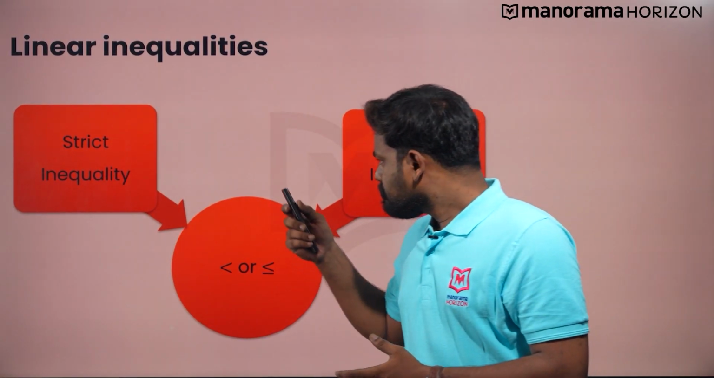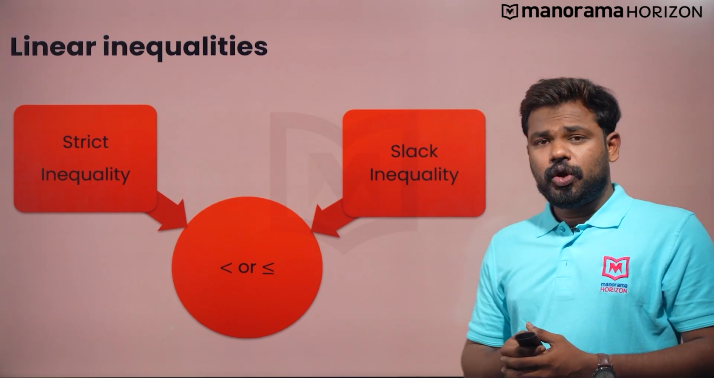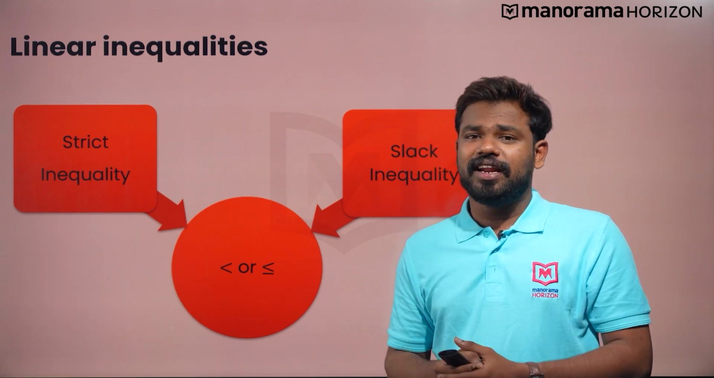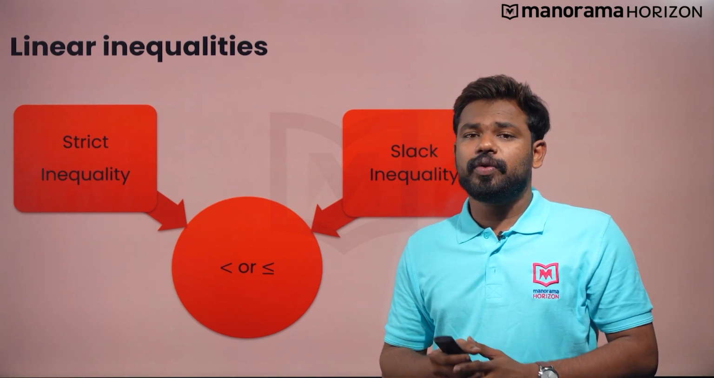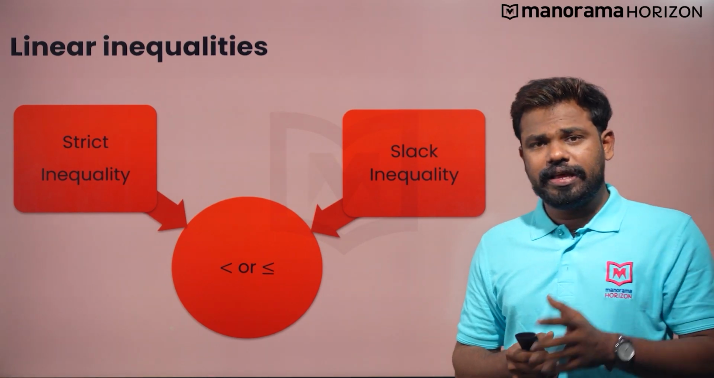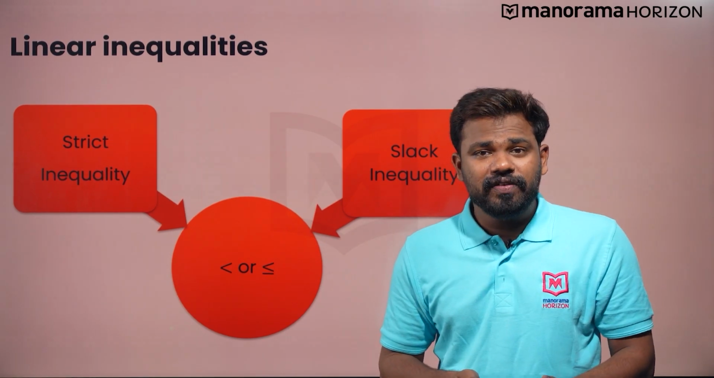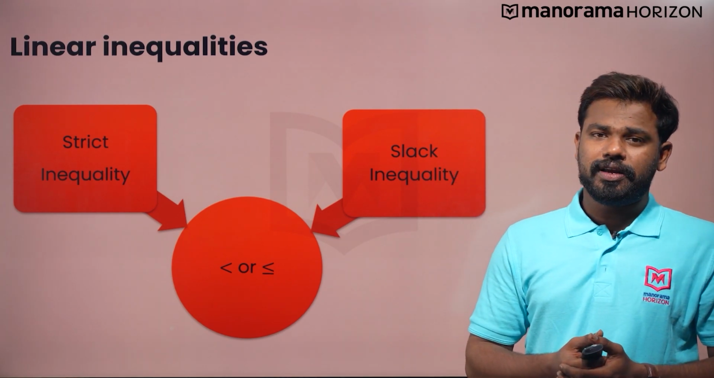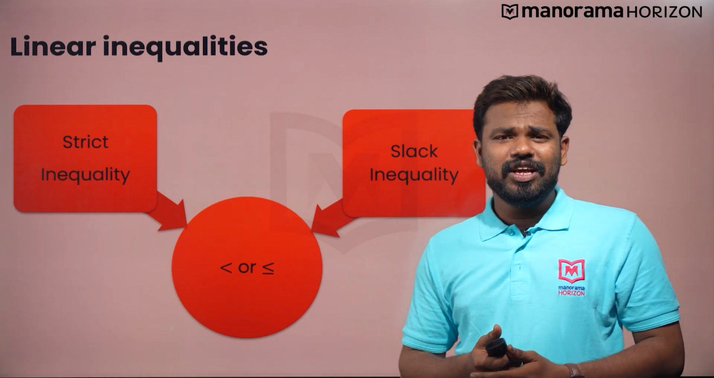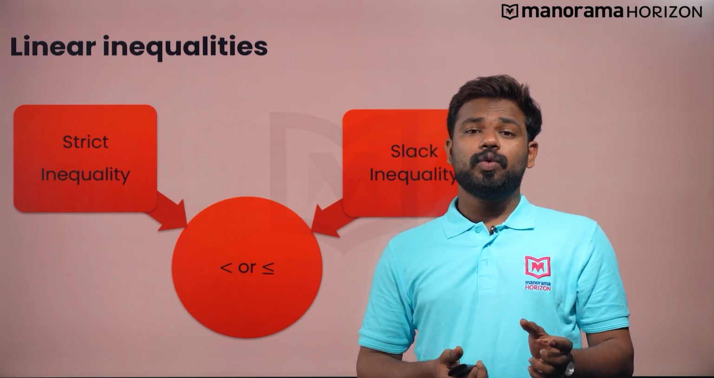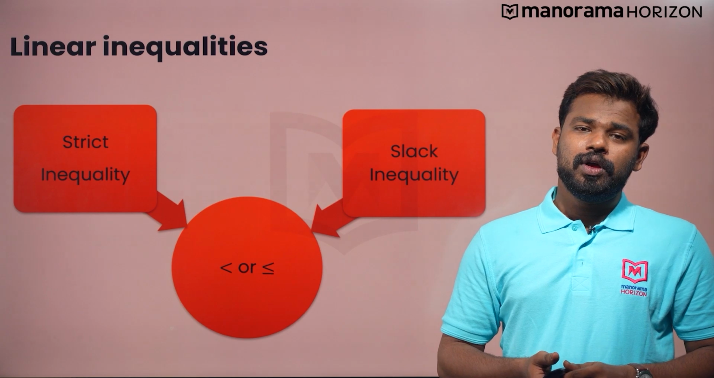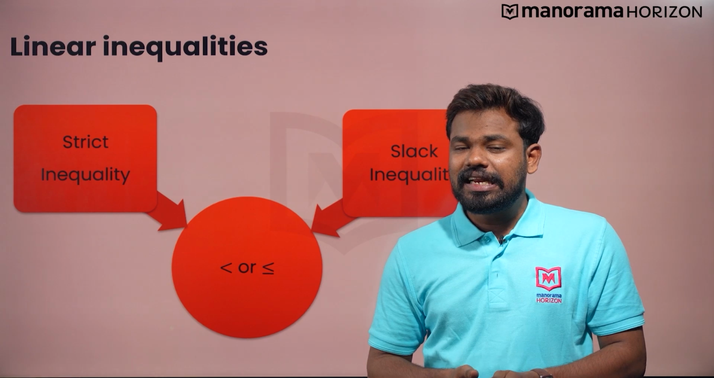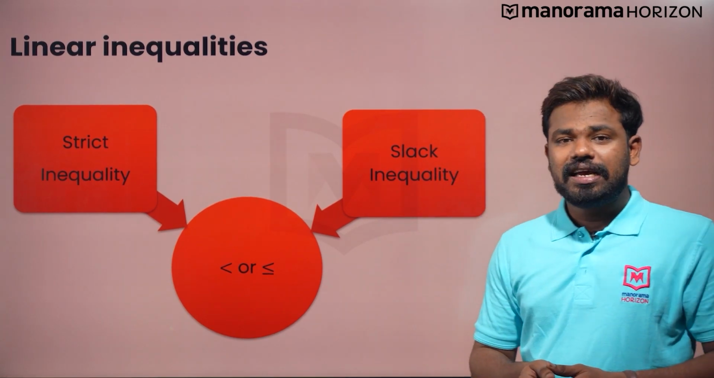The next one is the strict or the slack inequality. A strict inequality contains only less than or greater than. It won't contain less than or equal to or greater than or equal to. Suppose I say x less than 5, that is a strict inequality. Or x greater than 10, that is a strict inequality. The next one is the slack inequality, where it can contain less than or equal to or greater than or equal to. Suppose I say y greater than or equal to 15, or y less than or equal to minus 3, these are examples of slack inequality.